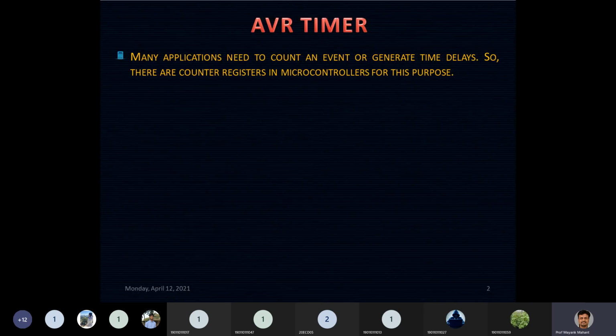They are also used for counting events occurring external to the microcontroller. Let's say I want to count how many students have entered the class. I can use an IR sensor installed at the door, and whenever the sensor is cut, I can say that an event has occurred, and this event can be provided to the timer and it can count the number of events.